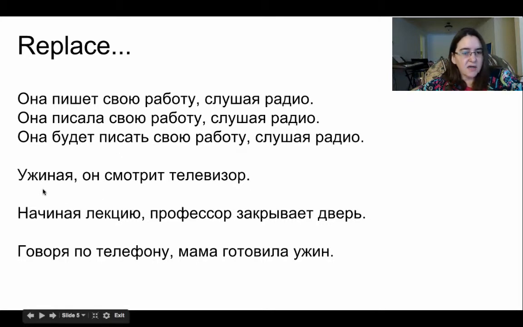So ужиная, он смотрит телевизор. Начиная лекцию, профессор закрывает дверь. Говоря по телефону, мама готовила ужин. Pause and see if you can figure out how you would rewrite these sentences with когда.